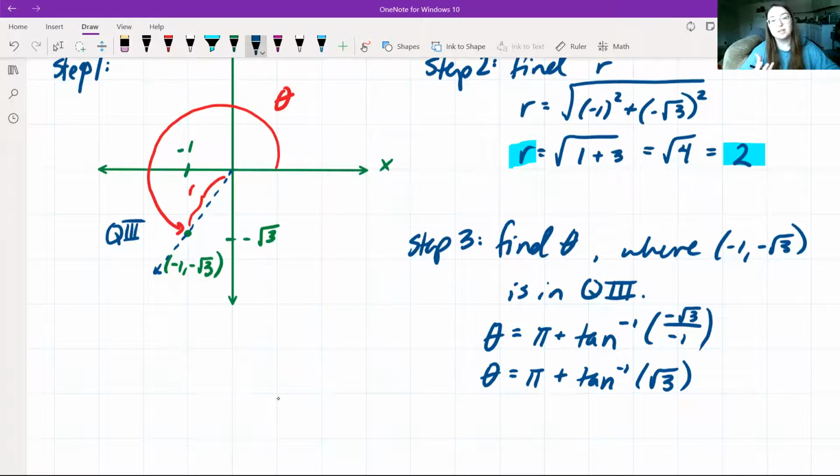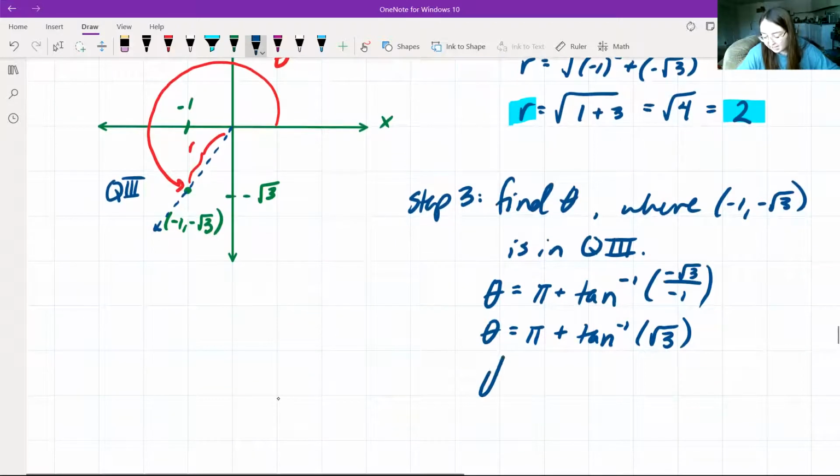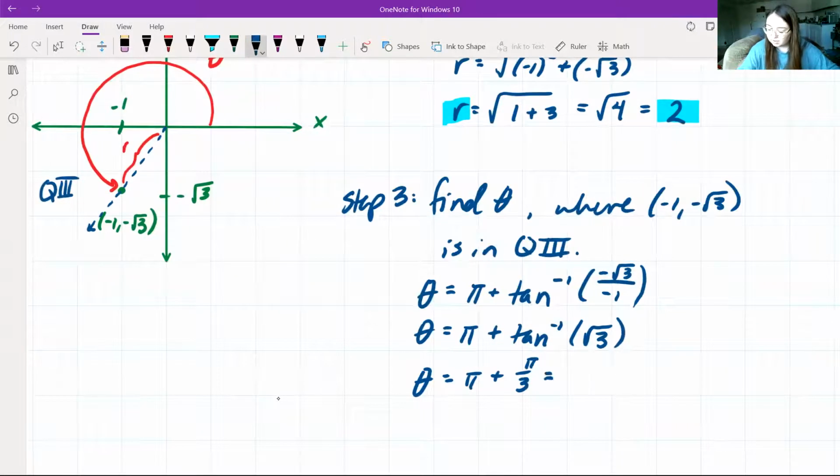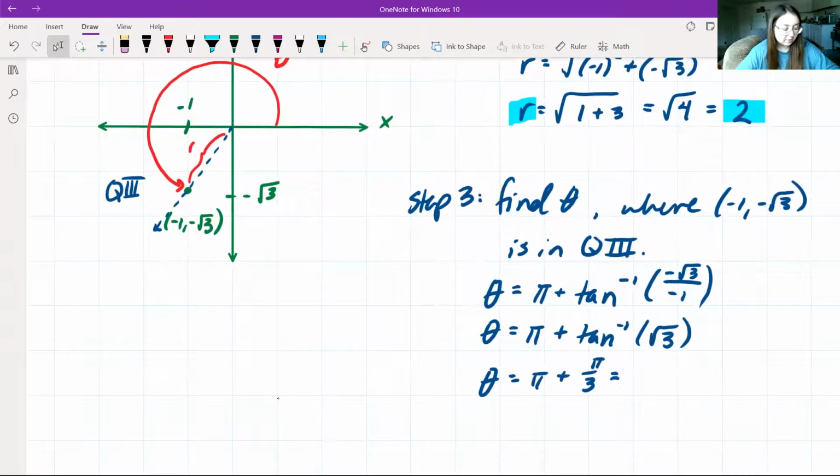You can use a unit circle to find this value. You can also use a calculator. But we see the tangent inverse of the square root of 3 is actually going to be equal to pi over 3. Then all we need to do is add pi over 3 to pi, which then is going to give us 4 pi over 3. So now we have our value of r and we have our value of theta.